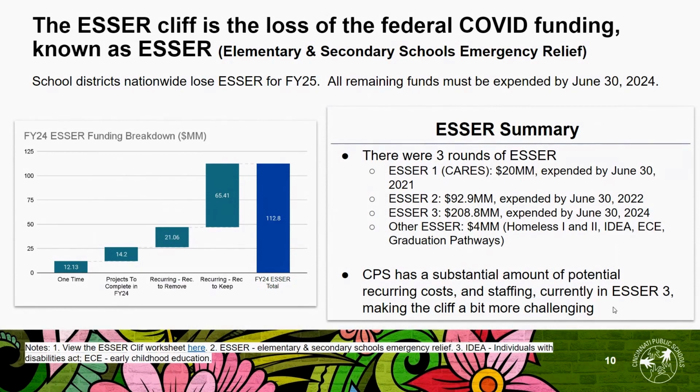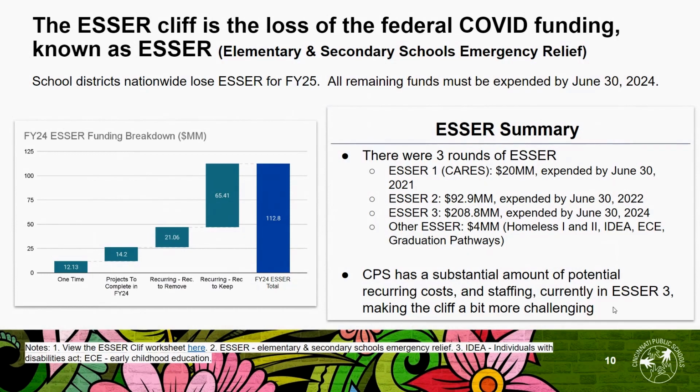We've identified $21 million of that $86 million as potential costs that we could stop this school year. So those are things that, while useful investments during the pandemic and important, likely do not need to continue into next school year. But there's still $65 million of costs that we do think needs to likely recur next year.